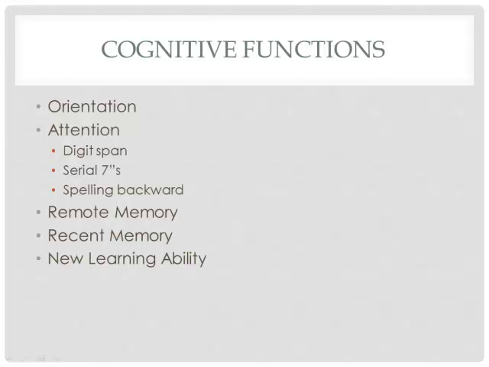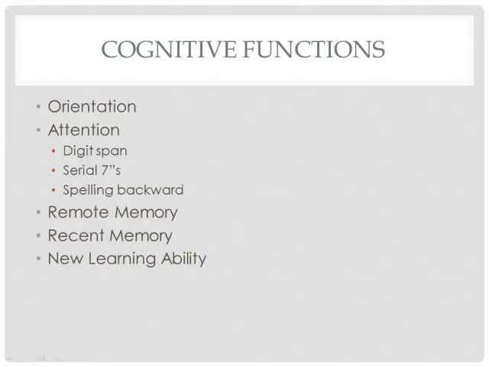But then you can also do what we call digit spans. Like you can say to somebody, I want you to remember these four numbers, 6216. And you ask somebody to repeat them back to you, 6216. The other thing you can do is serial sevens. Starting at 100, subtract 7 from that. So 100, 93, and then see how far back they can subtract 7 from 93 and further on.